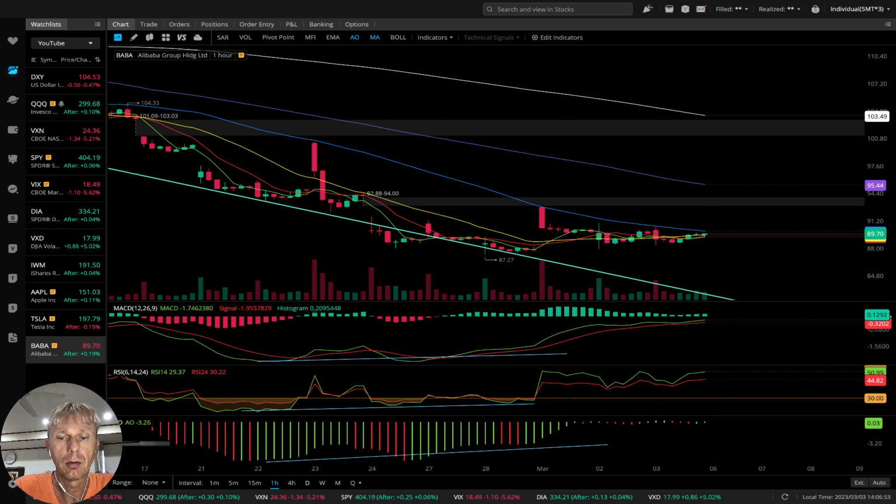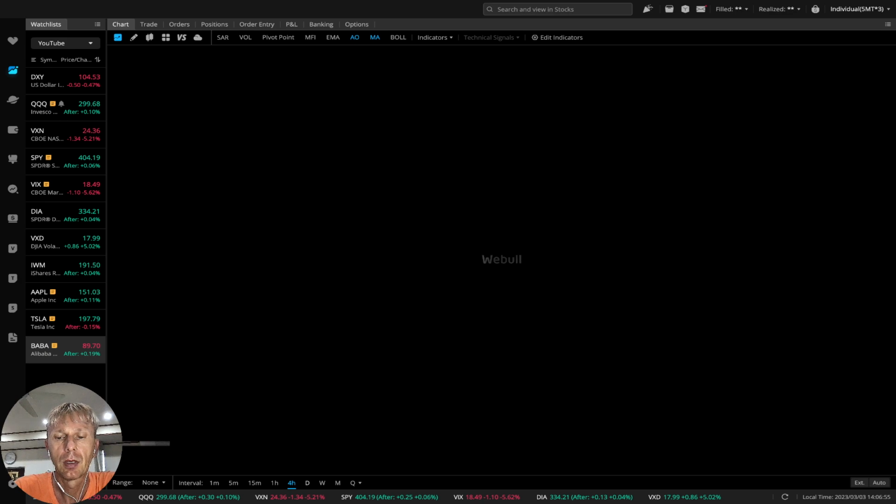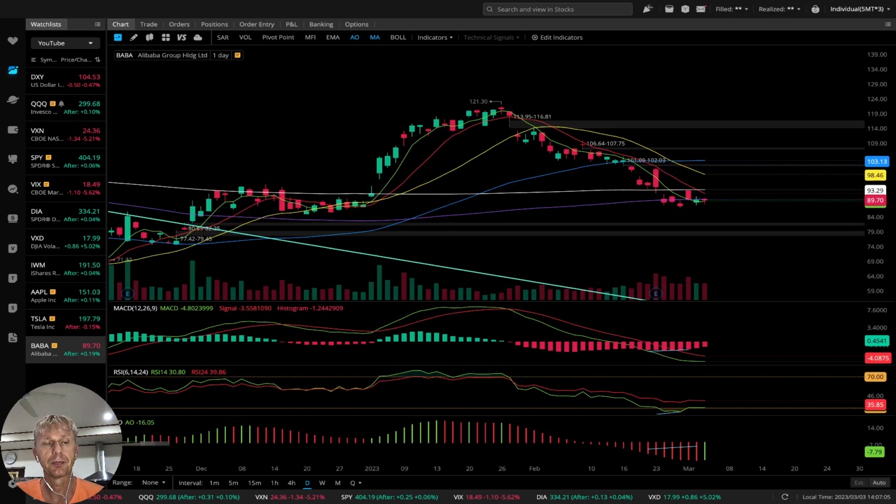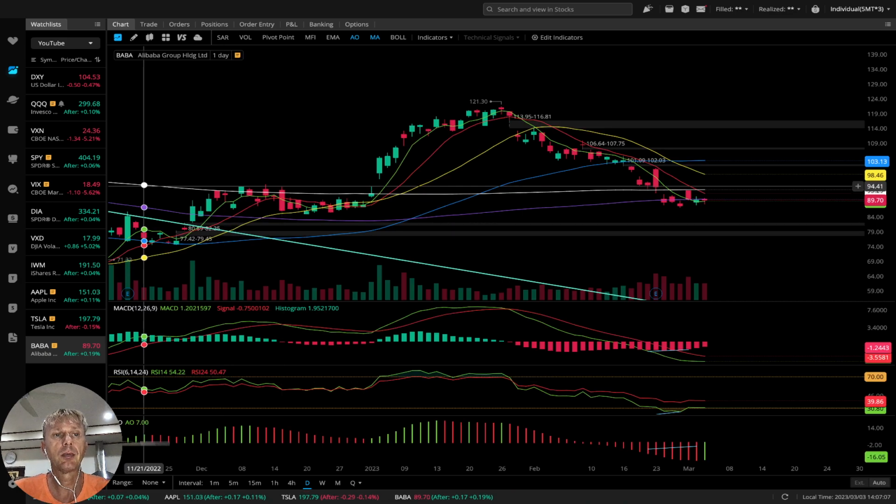Bullish on 1 hour, on 4 hours mixed mode, still bullish for the last 3 bars, and daily it is bearish. Okay, let's do summary.